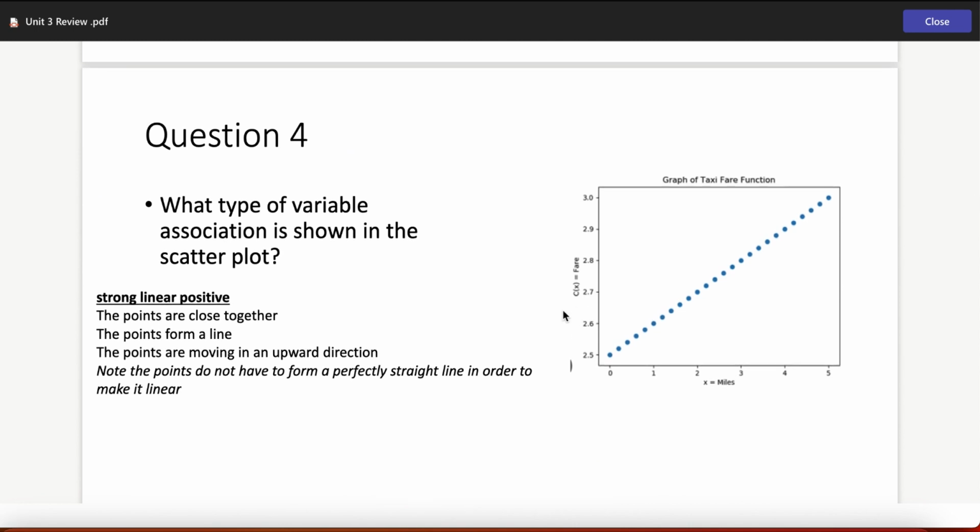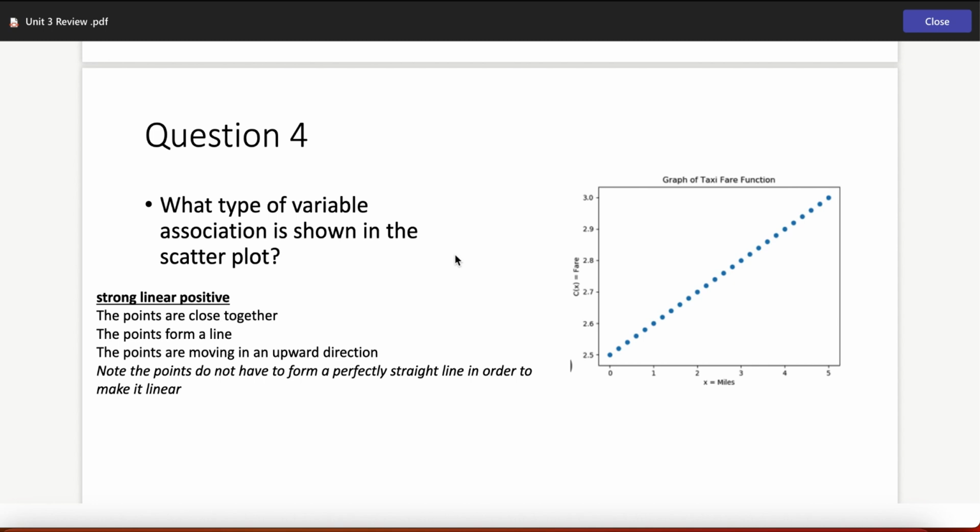Question 4. What type of variable association is shown in the scatter plot? As you can see, the plotted points are close to each other. It says here the points are close together and they do form a line. The points are moving in an upward direction, so it's positive and it's a linear, straight line. But note that the points do not have to form a perfectly straight line to make it linear. It can also form a cluster, or it can have outliers too.